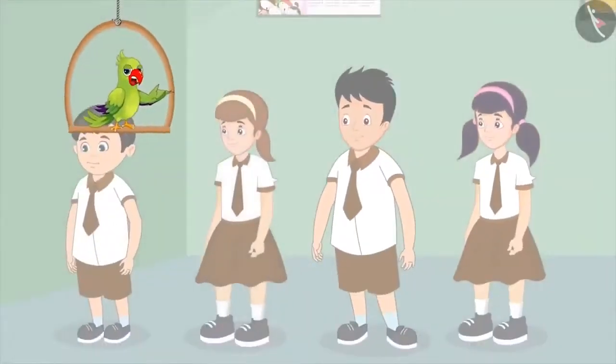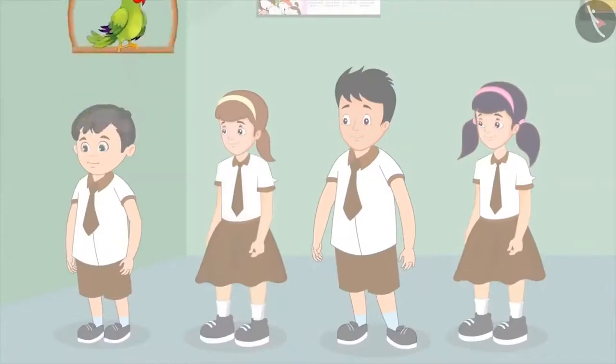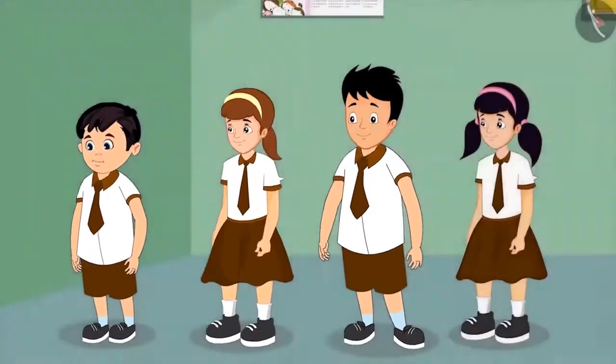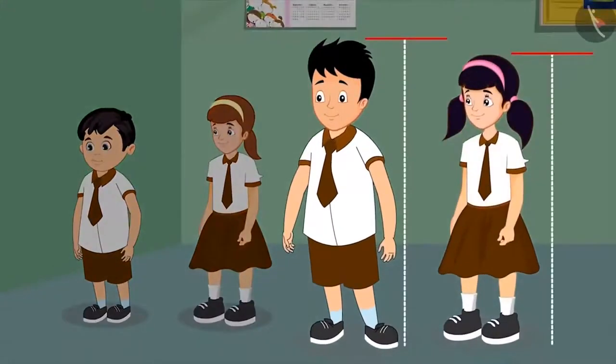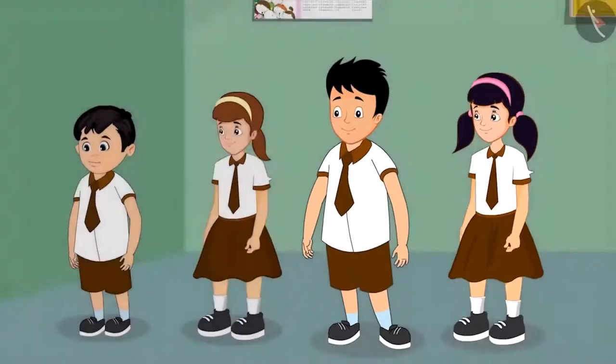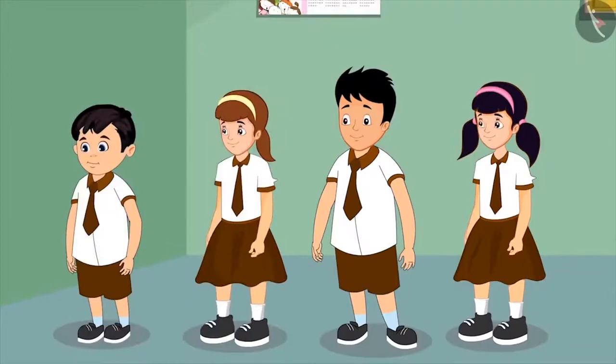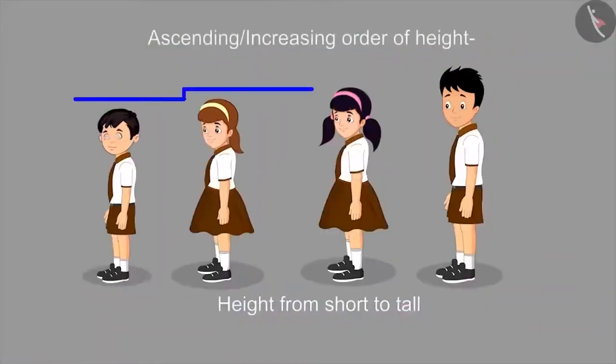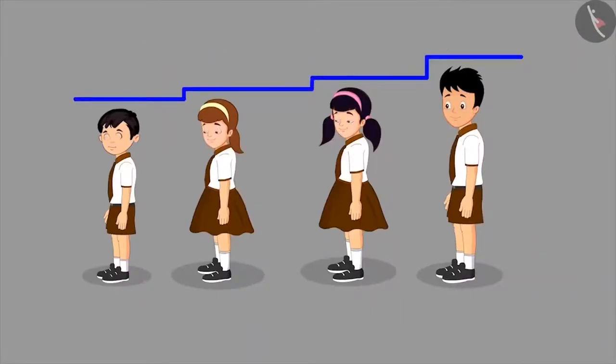So children, while making the order, Sonu saw that he was taller than the children standing in front, but he did not see whether the children who were not standing in the line are shorter in height than Sonu, and hence he made this mistake. Finally, Chotu and three of his friends stood in the correct increasing order of their height, that is from short to tall.